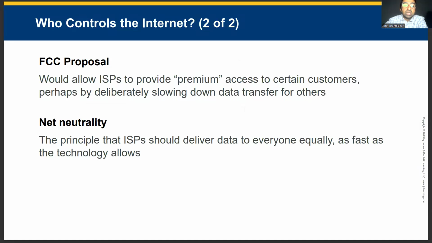The slide discusses FCC proposals that would allow ISPs to offer premium access tiers, potentially slowing down other users. Net neutrality argues that ISPs should treat all data equally, ensuring fair and open access for everyone.